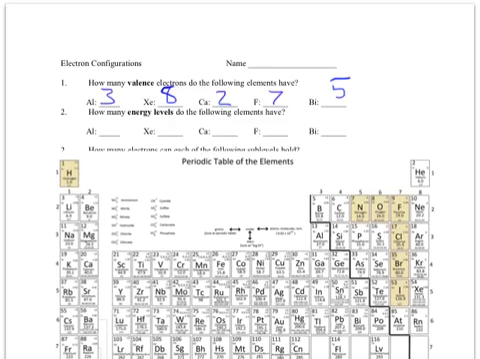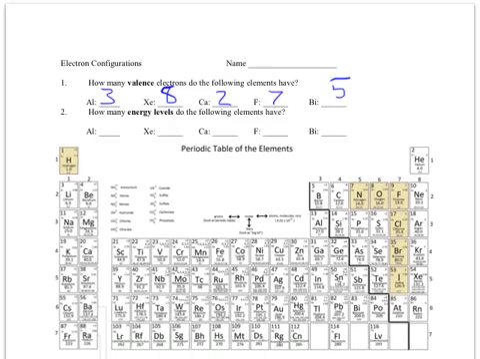All right, so how many energy levels do the following elements have? We'll start with aluminum. Aluminum is here. It's in period 3, so it has 3. Xenon is here. It has 5 energy levels. Calcium, element 20, is here, and it therefore has 4 energy levels. Fluorine is here, element 9, and it is in the second period. It has 2 energy levels. And the oddly named bismuth has 6 energy levels.